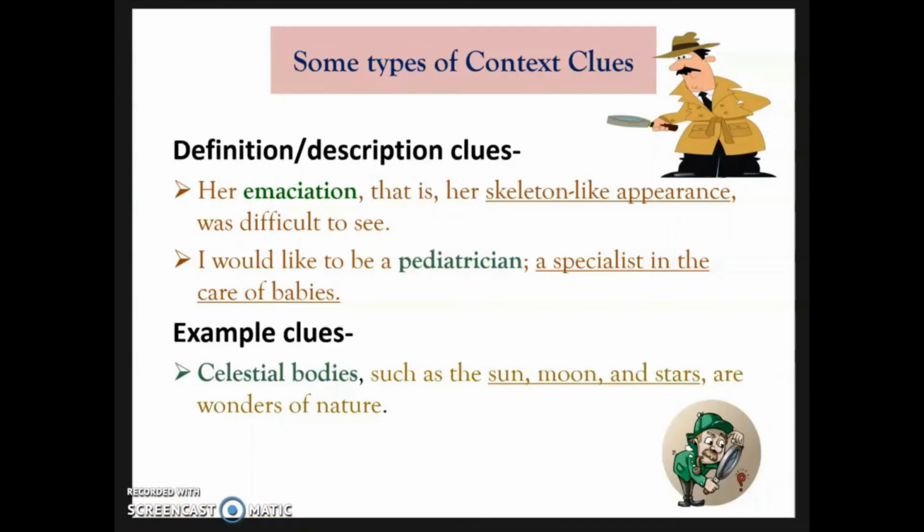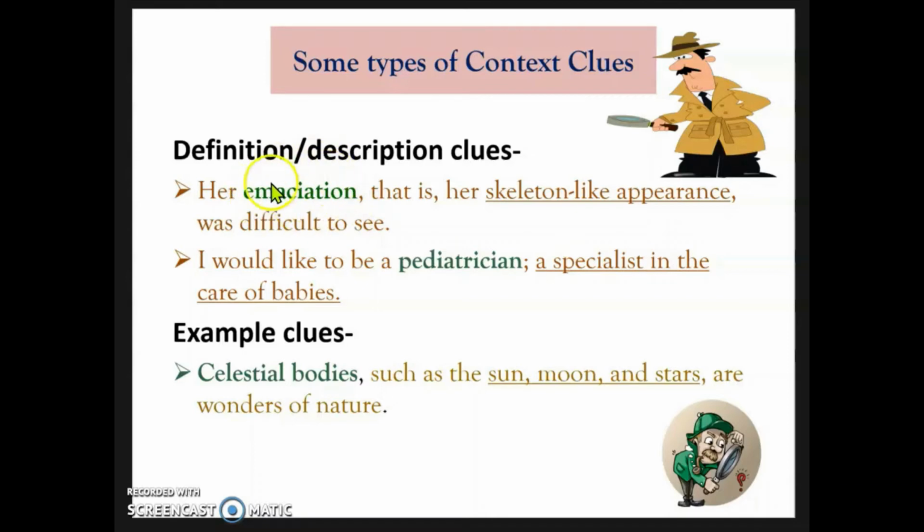Now, let's look at some types of context clues, beginning with definition or description clues. In some cases, where the meaning of a word is being sought in a given context or discussion, in this case, in a sentence, we may find that the very meaning of that word or a description of it can be found in the discussion. Let's look at these sentences. The first reads, her emaciation, that is, her skeleton-like appearance, was difficult to see.